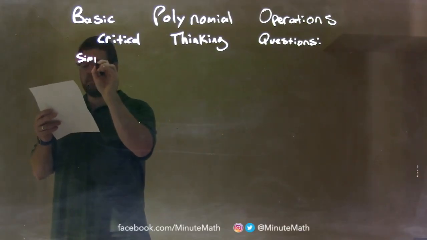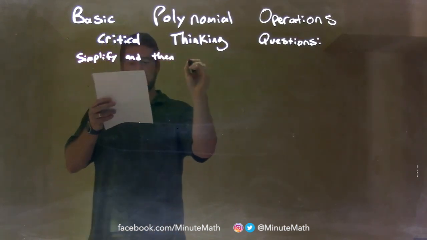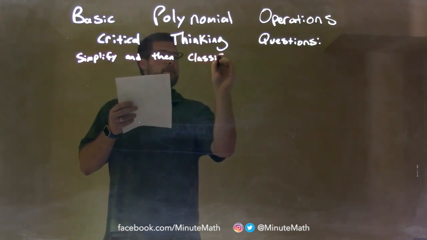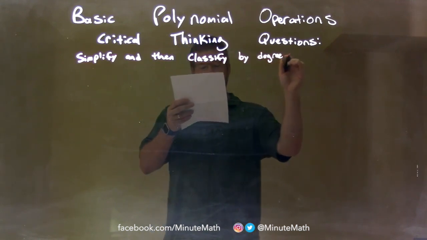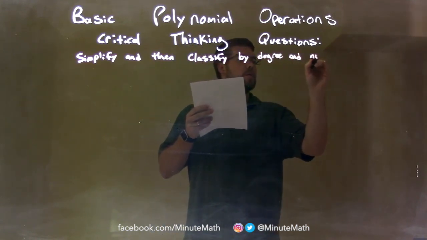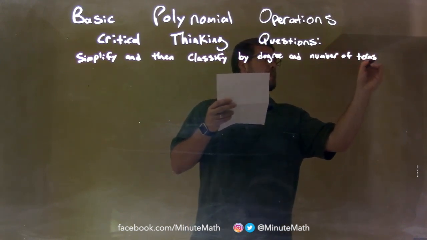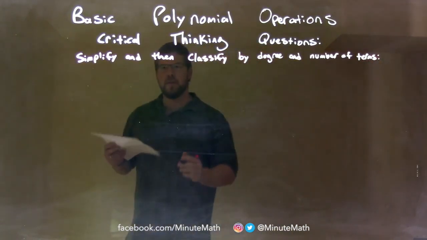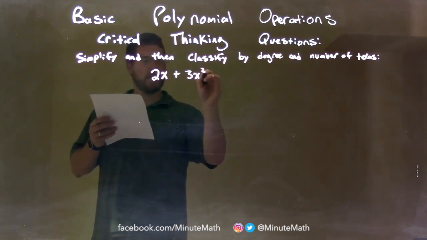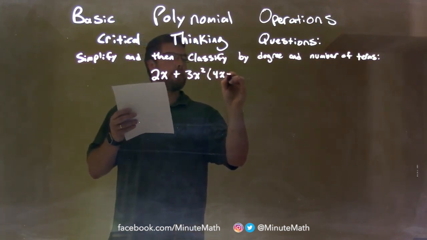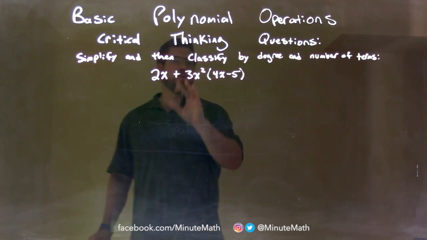Simplify. And then classify by degree and number of terms. Okay? And they give us this. 2x plus 3x squared times 4x minus 5. Well, first thing I do is I want to simplify this all the way.